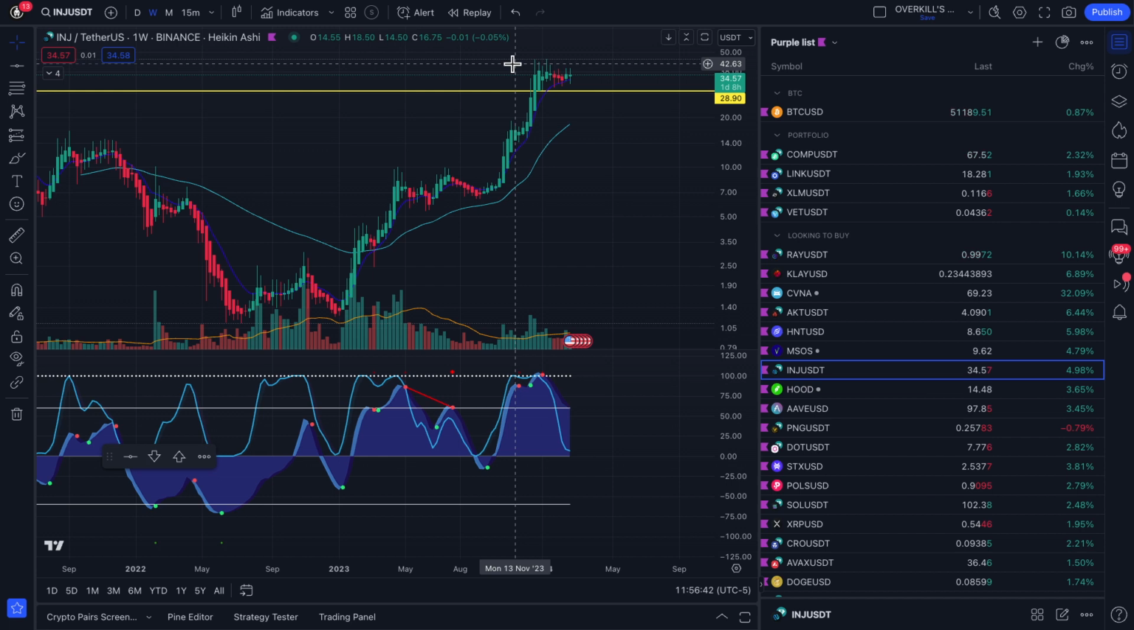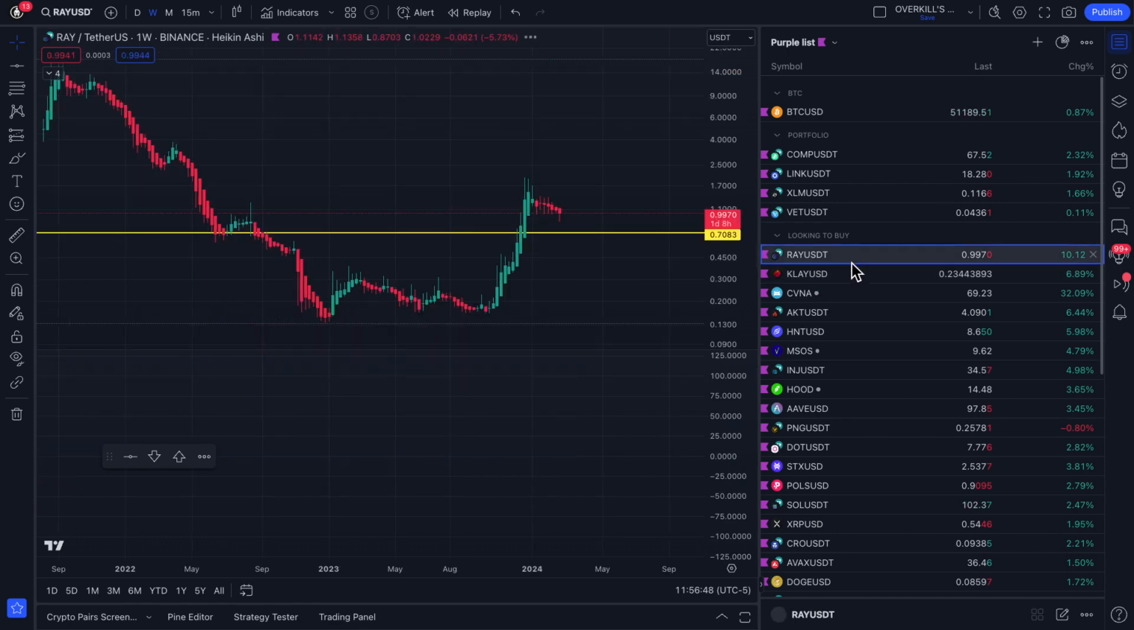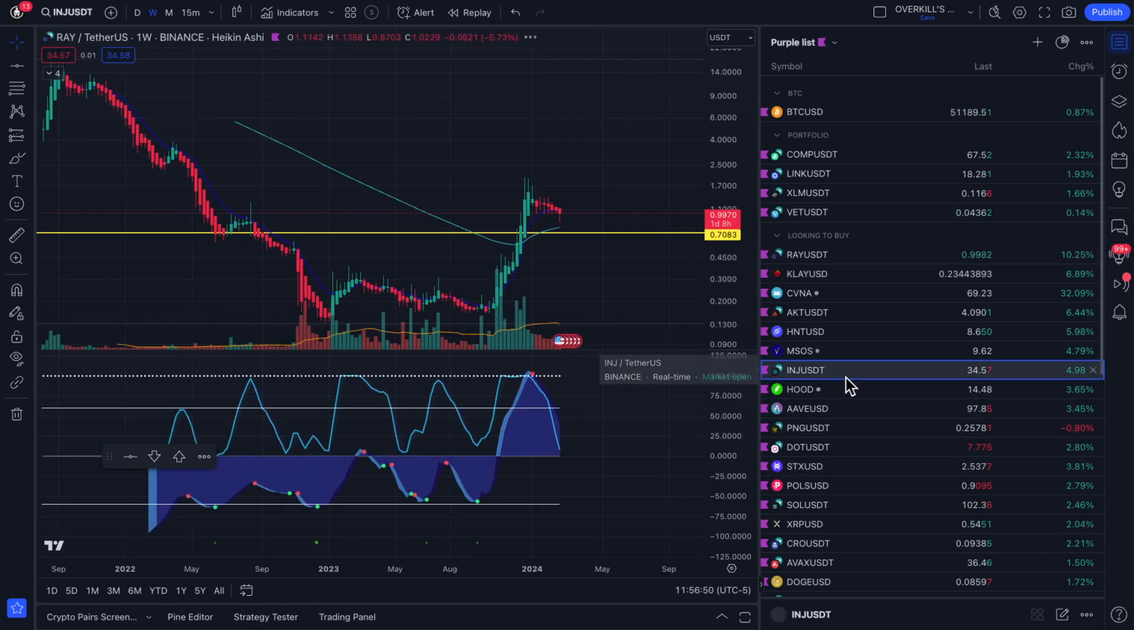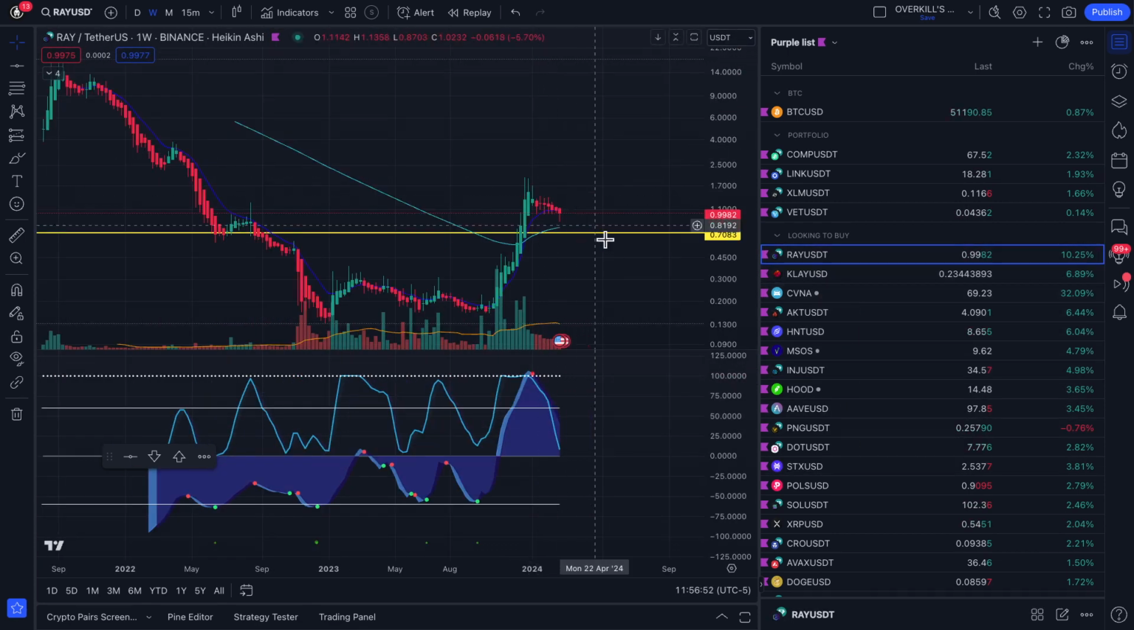INJ we covered. Massive bull flag. $28 is the level on INJ. Solana looks like it wants to rip. I'd rather play Ray as a Solana token than INJ up here, though. I think Ray has a lot more meat on that bone, if you know what I'm saying.